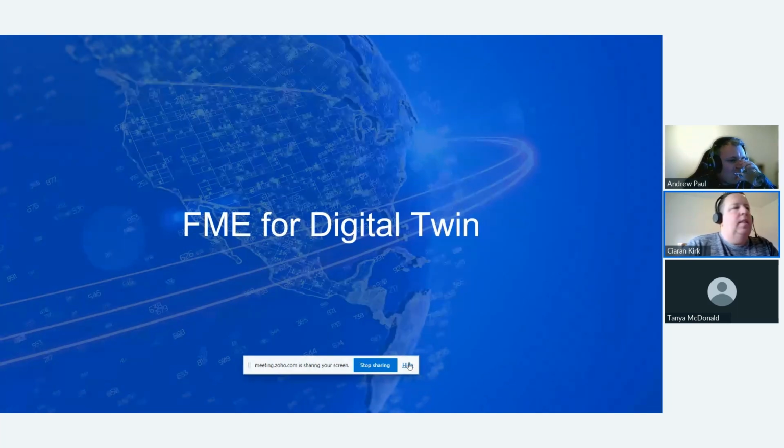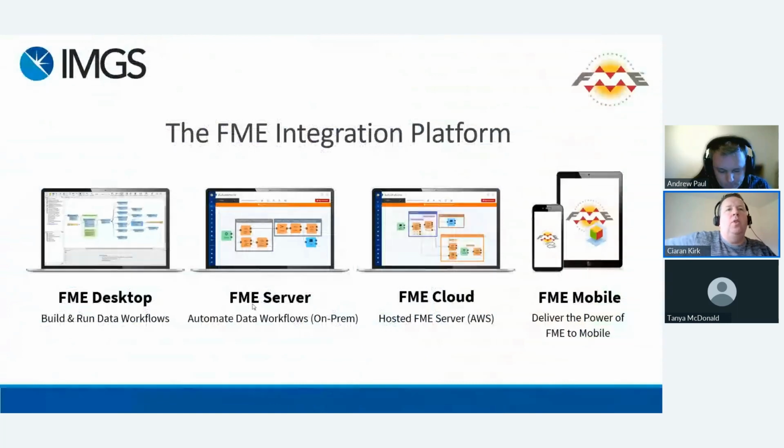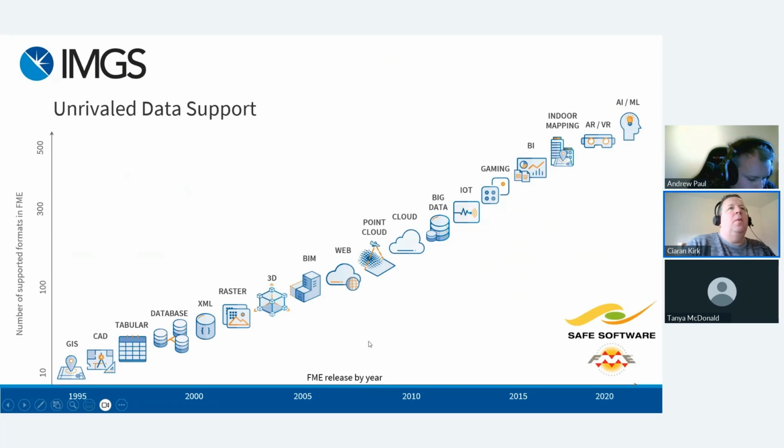So I'm just going to cover now FME for digital twin and some of the FME tools very briefly before we wrap up. For everybody who might be new to FME, FME consists of FME desktop, server, and FME cloud. Form and flow, as they're now known. Form is the desktop and flow is for server. With FME, we have unrivaled data support. We've always had support for GIS and CAD, and for a number of years support for 3D, for point cloud, and in the last number of years also indoor mapping and augmented reality and virtual reality, which I'll talk about today.